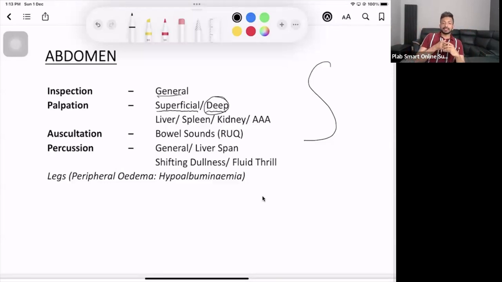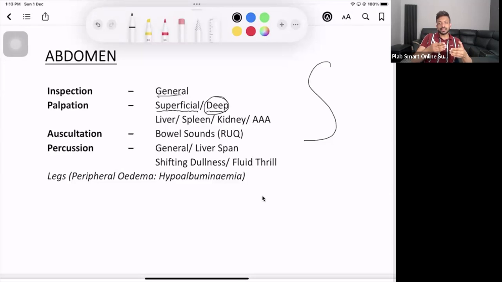Liver span. Then what you do, if the patient has got abdominal distension and fluid collection, then you can check for shifting dullness and fluid thrill as well. If it is minor fluid, go for shifting dullness. If too much fluid is there, you can go for fluid thrill as well. Remember one thing, guys, shifting dullness. You need to check if the dullness is shifting or not. You need to move the patient.